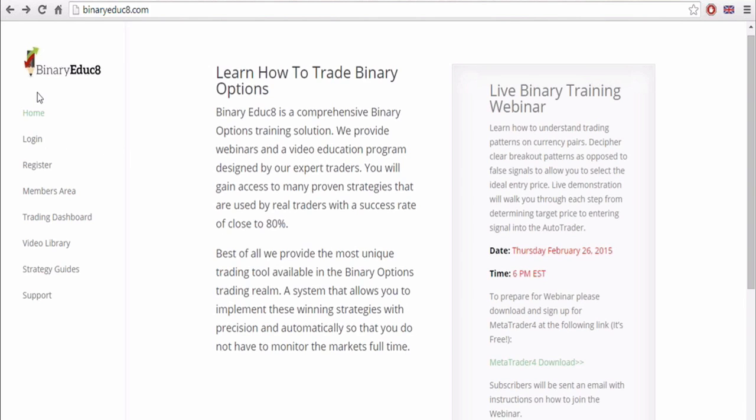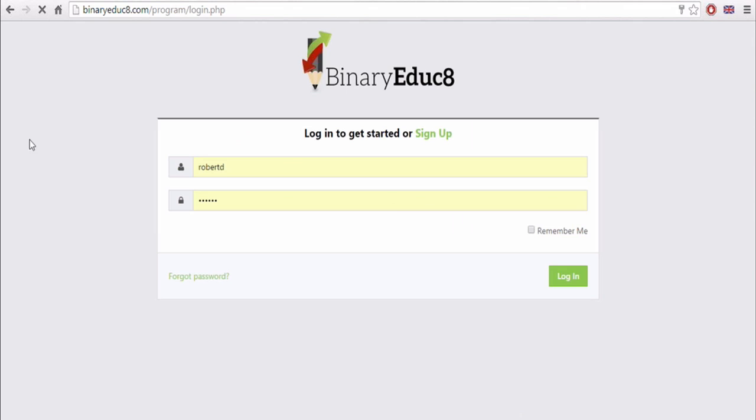Okay, so when you're on the BinaryEduc8.com homepage, there's a little information about who we are, what we're doing, and a link to the upcoming webinar, which is today's webinar. And on the left, you see the navigation. So we're going to go to log into the website so we can actually have a look.